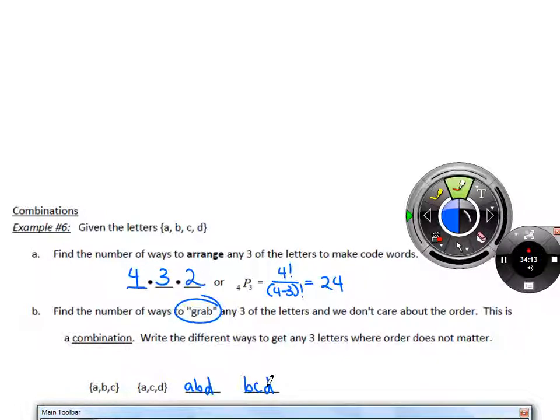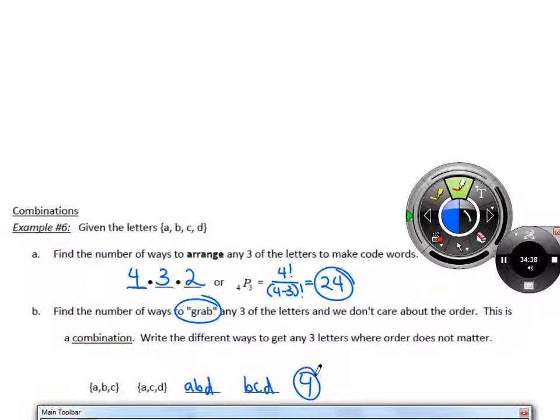DAB, already have it, right? Because we're just grabbing a group of 3. Anything else? Okay, so if we were arranging them, there were 24 possible ways to arrange the group of 3. Now that we're just grabbing a group of 3, how many different ways did we get? 4. Okay. A lot less, right?